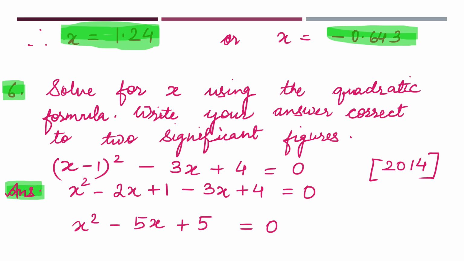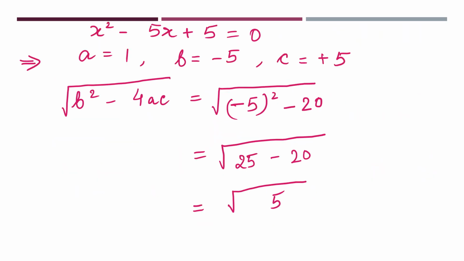x square minus 5x plus 5 is equal to 0, because minus 2x plus minus 3x is equal to minus 5x. Coming to the next slide, children. x square minus 5x plus 5 is equal to 0 implies that a is equal to 1, b is equal to minus 5, c is equal to plus 5.